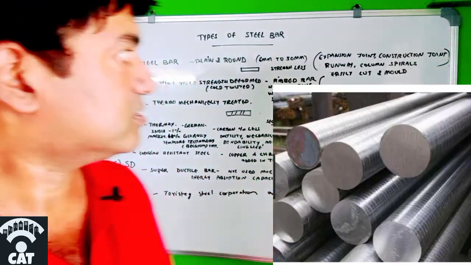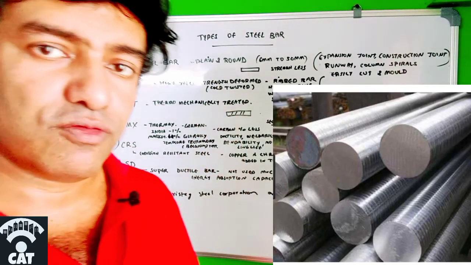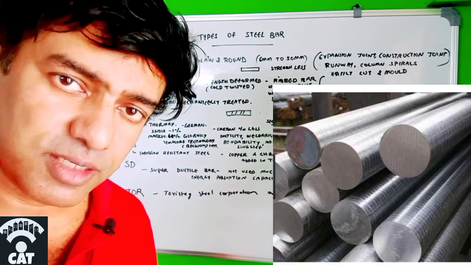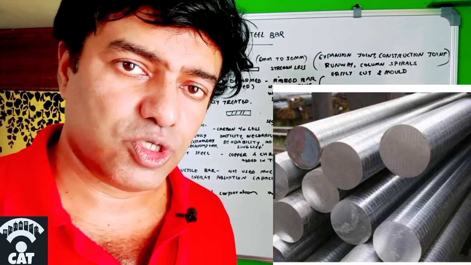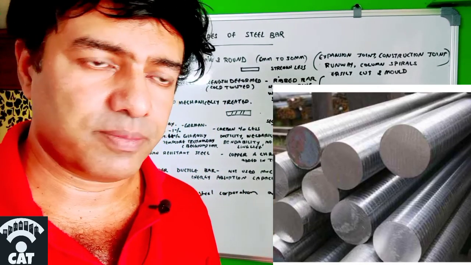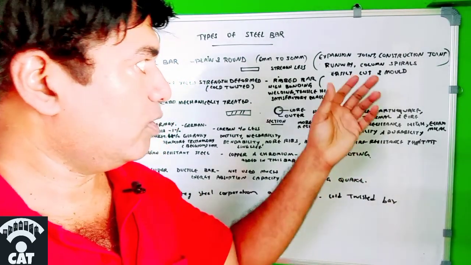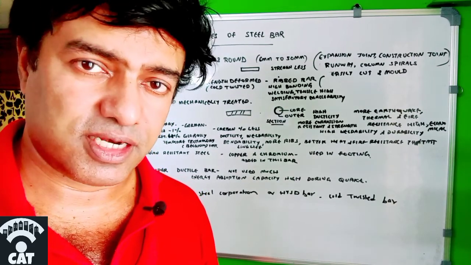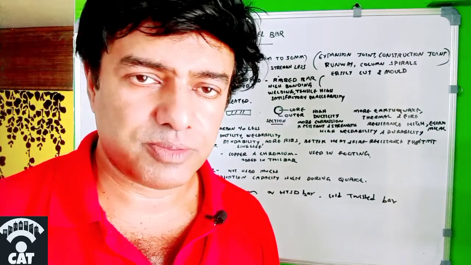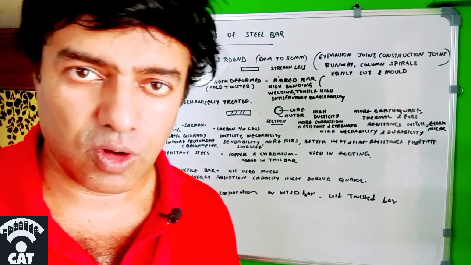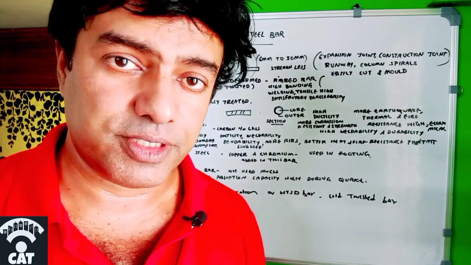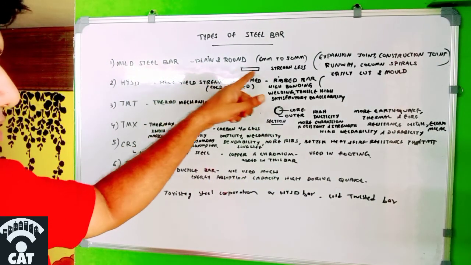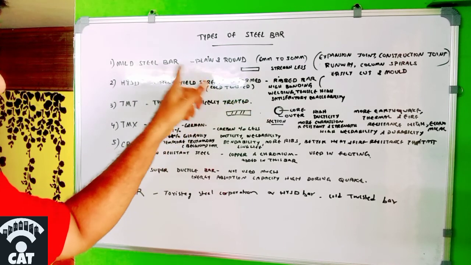It comes in diameters of 6 mm to 50 mm. The uses of mild steel bar are in contraction joints, expansion joints, runways, and column spirals, and it can be easily cut and molded because it is of low strength. But we are not using it much because the bond between the mild steel and the concrete is very weak, since it is not ribbed. That is the main thing. So this is about mild steel bar. This is the straight steel bar you can see, called mild steel bar.